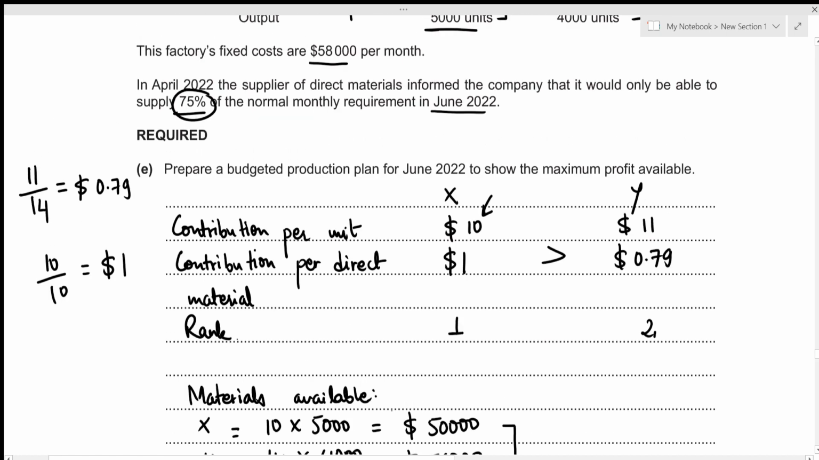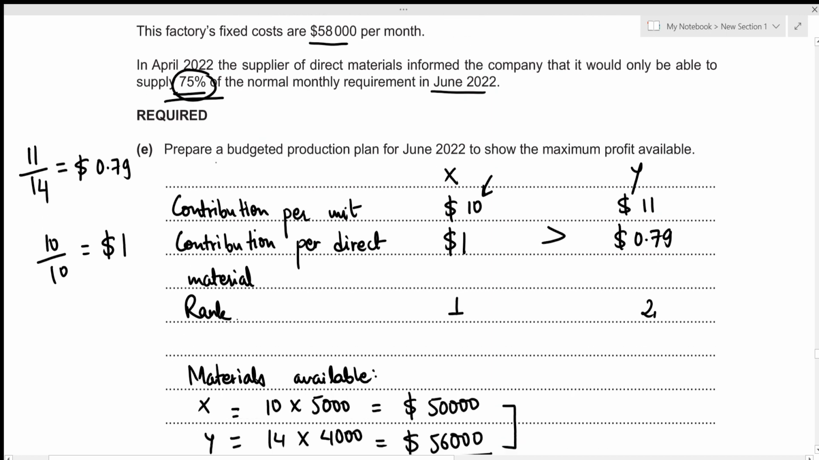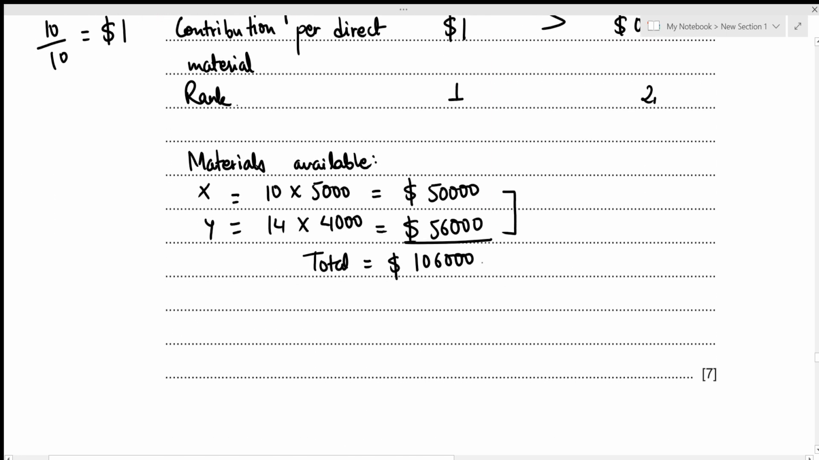Okay, and now we were told that the direct materials supplier informed the company that it would only be able to supply 75% of the monthly requirement. And if this is our normal requirement, then 75% of 106,000 is 0.75 times 106,000, which gives our new direct materials available a value of 79,500.